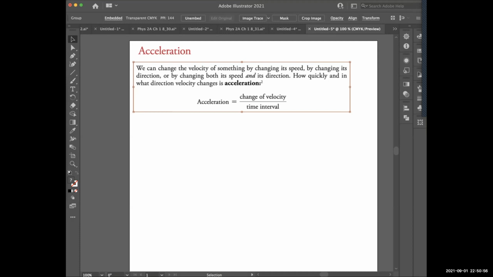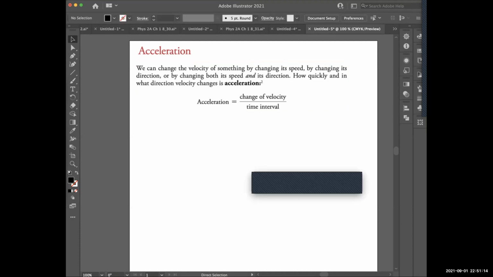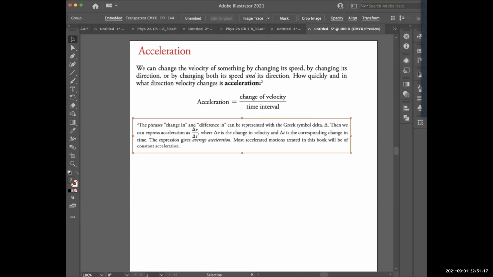So we can say an object is accelerating when its velocity is changing. It's a change in velocity over the time interval. So I'm going to go ahead and read this little footnote here, which is kind of important, from your textbook. The phrases change in and difference in can be represented by the Greek symbol delta, and I'll use that. We can express the acceleration as delta v over delta t, where delta v is the change in velocity, and delta t is the corresponding change in time. This is going to be the average acceleration.